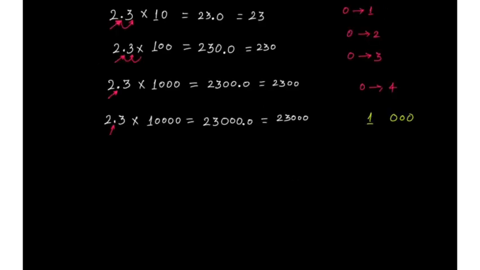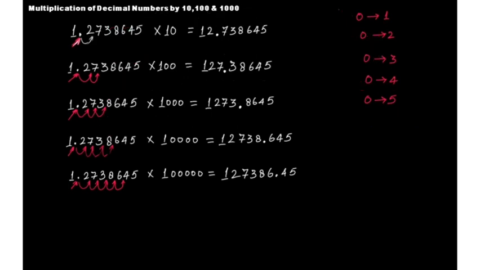Okay, so this is the way to multiply decimal numbers with 10, 100, 1000, 10,000, lakh. All you have to do is simply count the number of zeros. When you count the number of zeros, you have to move your decimal point that many times towards the right. That is, you place your decimal point after as many digits as there are zeros. If you don't have any digit, just use that many zeros.